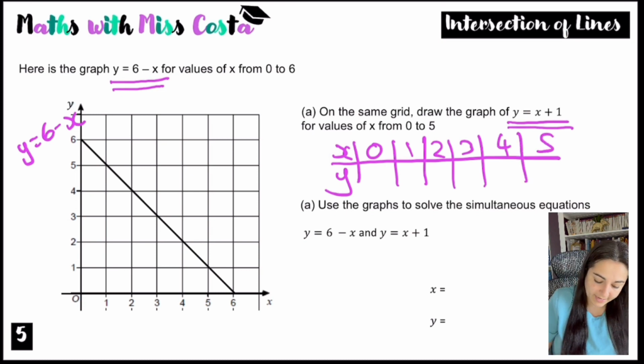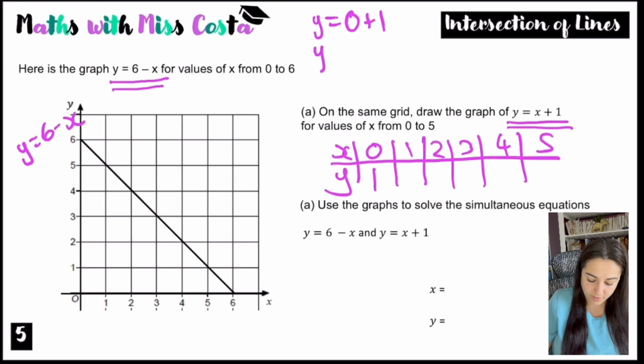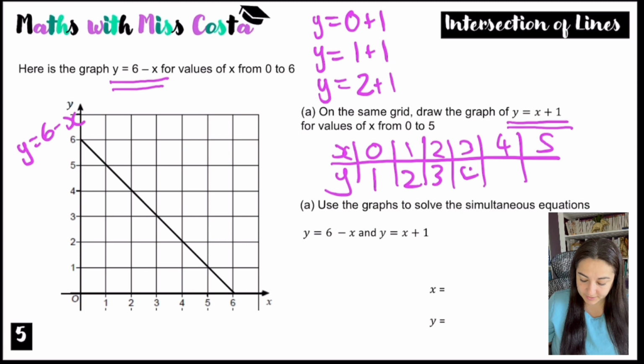And y equals x plus 1. So remember, it's just whatever the x coordinate is plus 1. So y is, for the first one, 0 plus 1, which is 1. For the next one, y would be 1 plus 1, which is 2. And then y would be 2 plus 1, which is 3. Hopefully you can see the pattern, so you just fill it in. Double check. Does 5 plus 1 make 6? Yes. So you know you've plotted those right.